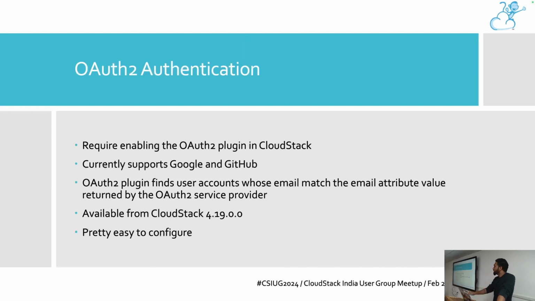So next comes OAuth 2 authentication. This is the recent addition we have in the 4.19 release that happened recently. I would say this is pretty easy to configure, just because I have developed this. But yeah, if I have to compare with other methods, this is pretty easy to configure. Currently, CloudStack supports Google and GitHub as the providers.